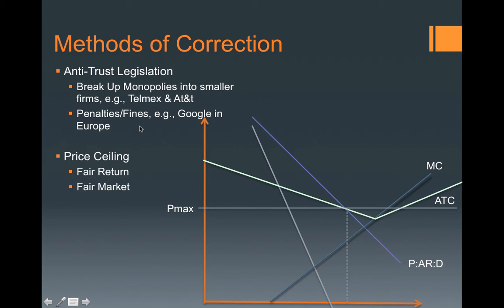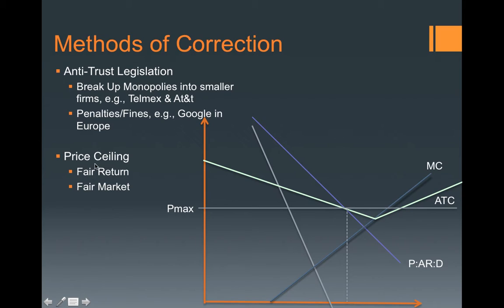Also, you can fine companies. Google in Europe was fined for manipulating advertising prices, as they were the dominant producer of advertising space on the internet, and the EU found them guilty and gave them a big fine.